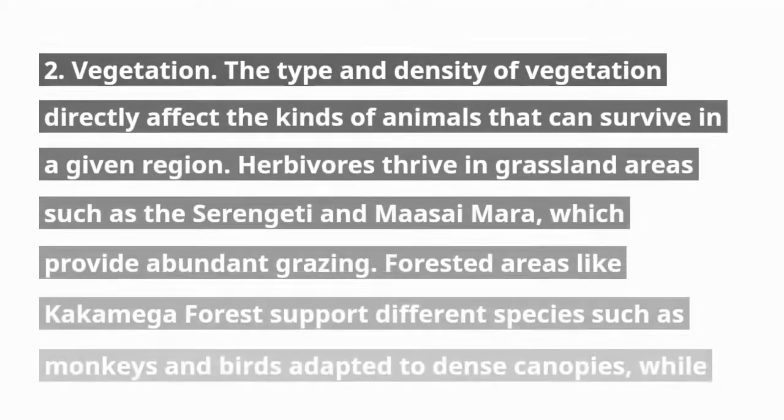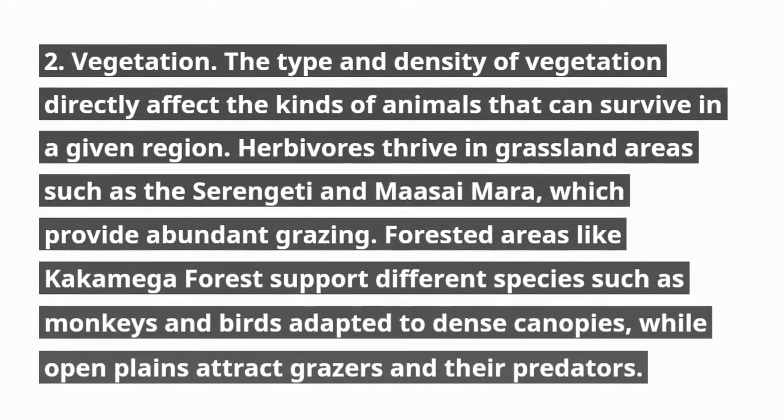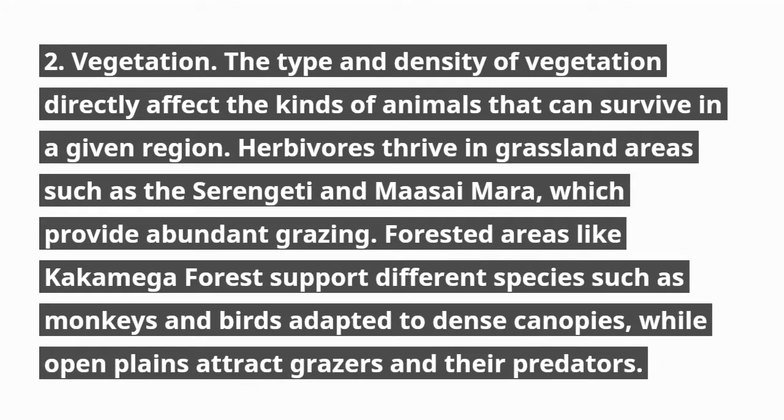2. Vegetation. The type and density of vegetation directly affect the kinds of animals that can survive in a given region. Herbivores thrive in grassland areas such as the Serengeti and Maasai Mara, which provide abundant grazing. Forested areas like Kakamega Forest support different species such as monkeys and birds adapted to dense canopies, while open plains attract grazers and their predators.